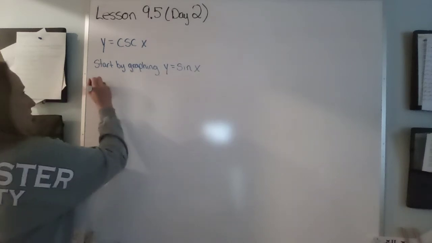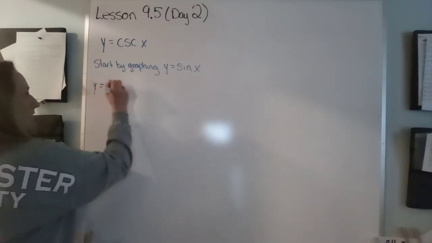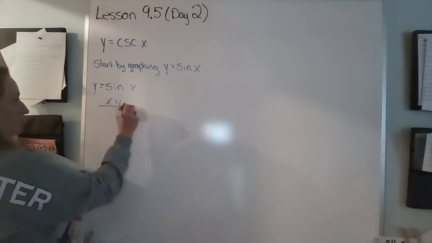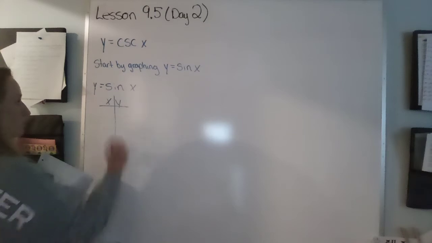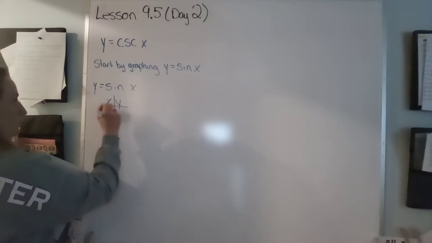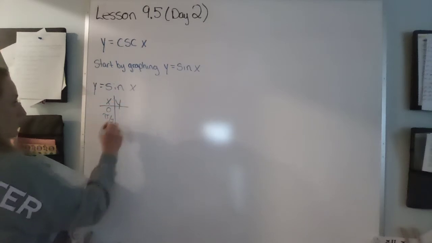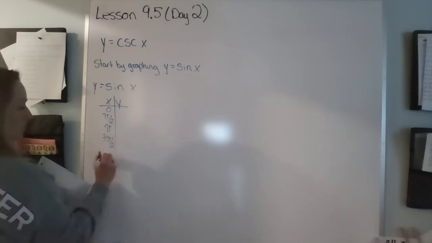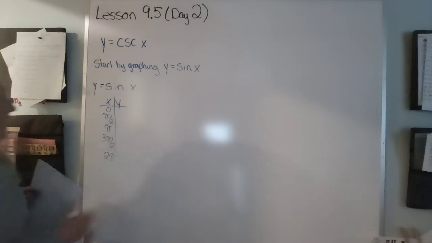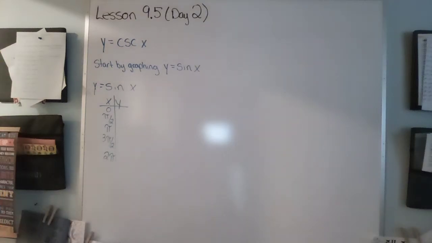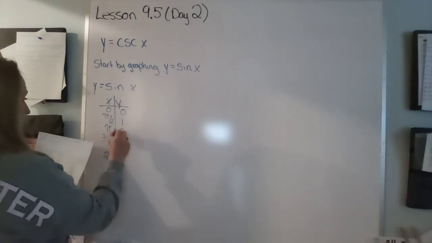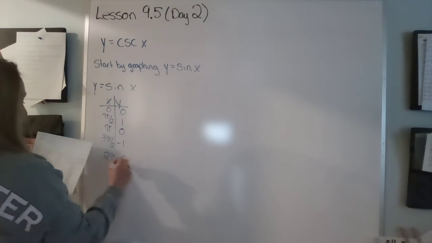I'll do it down here. Y equals sine x. Hopefully you have this one memorized by now. So the x values are 0, pi over 2, pi, 3 pi over 2, and 2 pi. And for sine, the values are 0, 1, 0, -1, 0.